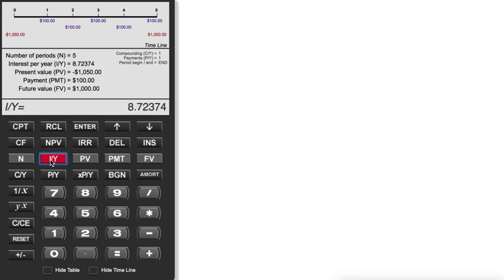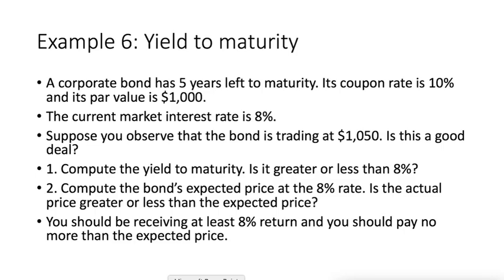interest per year. And this 8.72 reflects the yield to maturity. If I bought this bond today at $1,050, then my yield to maturity would be 8.72%. The current market interest rate is 8%, right? So the fact that if I purchase this bond, I would be earning more than 8%, it's very enticing to me as an investor.